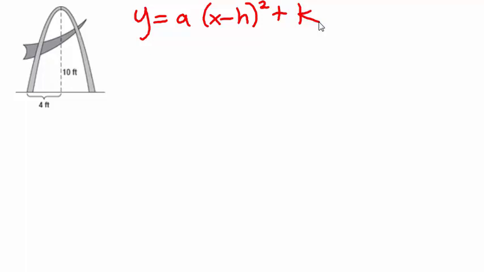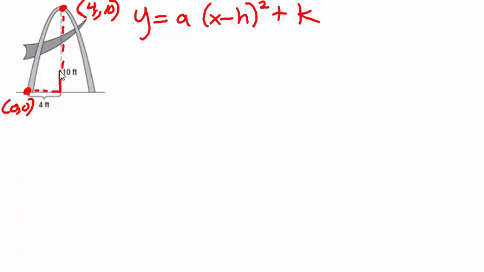Now, in the text, they actually do talk about the x represents the distance from the lower left side, and the y represents the height above the lower left side. But what that does is it makes the lower left side here the origin, because everything's measured off of that. Well, if this is the origin, that means the vertex up here is going to have the coordinates (4, 10), because you're moving 4 feet to the right and 10 feet up from the origin to get there.